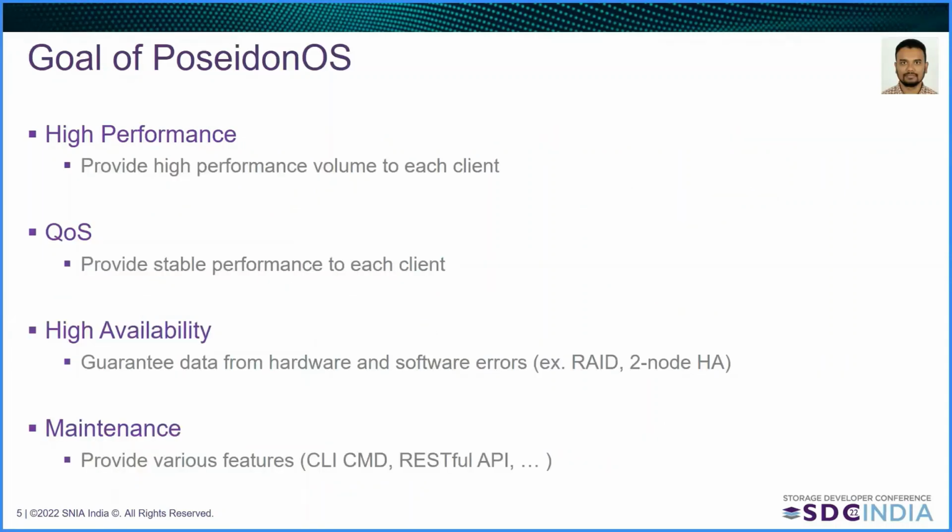The Poseidon OS provides high performance volumes to initiators. Stable and consistent performance is experienced by the clients. It is a highly available system. It eliminates single point of failure for continuous operations. It has a robust interface for management and maintenance, for example, CLI commands and RESTful APIs.